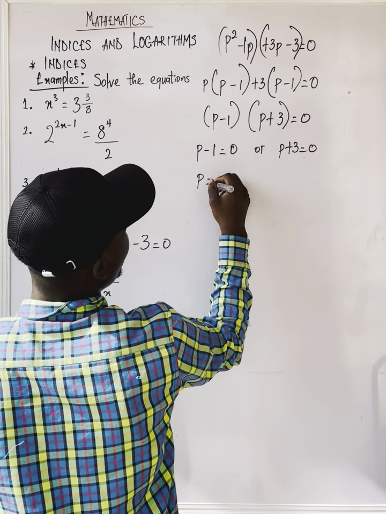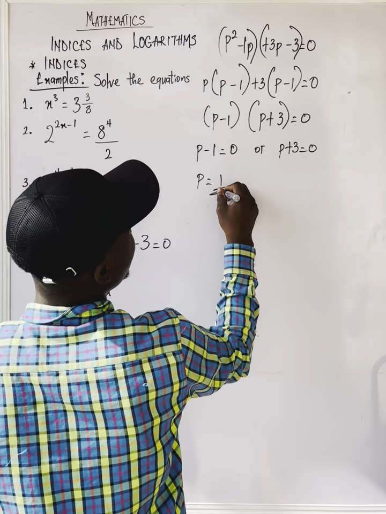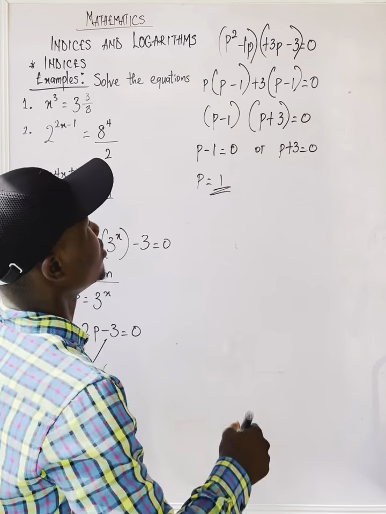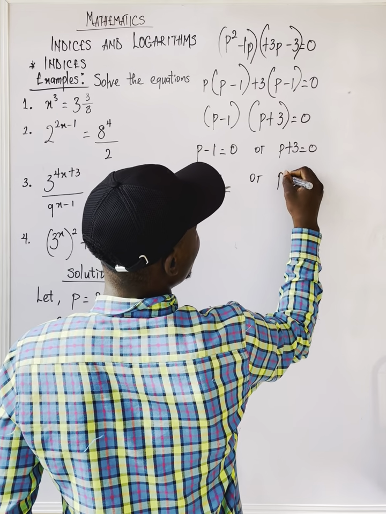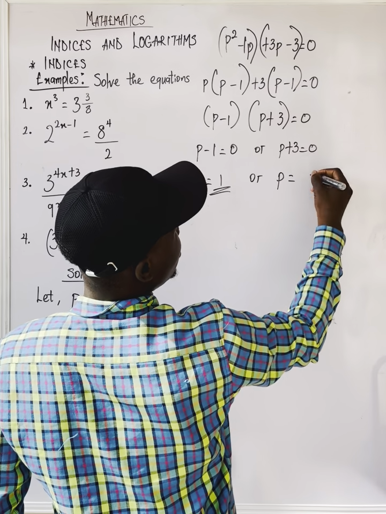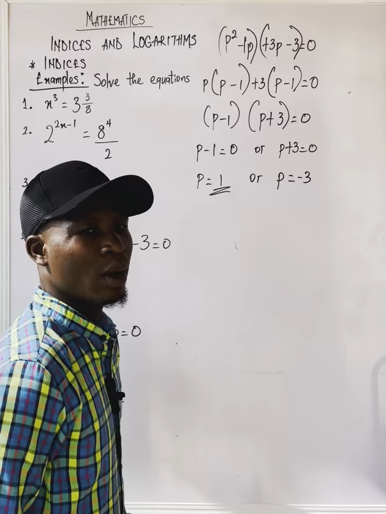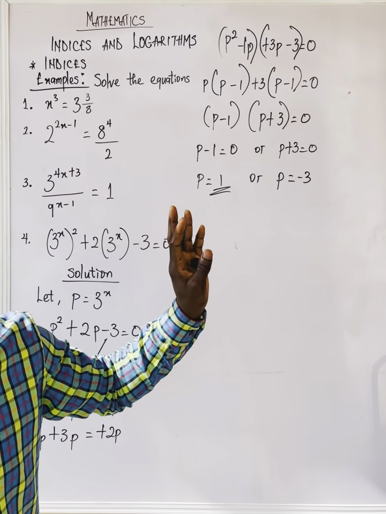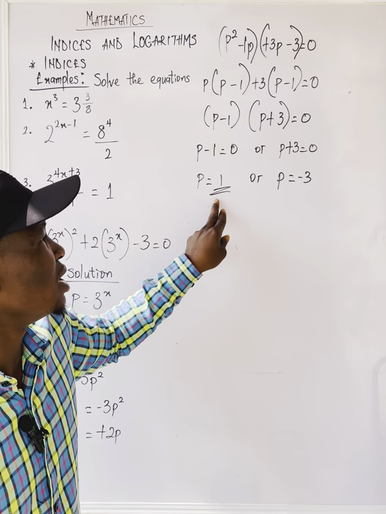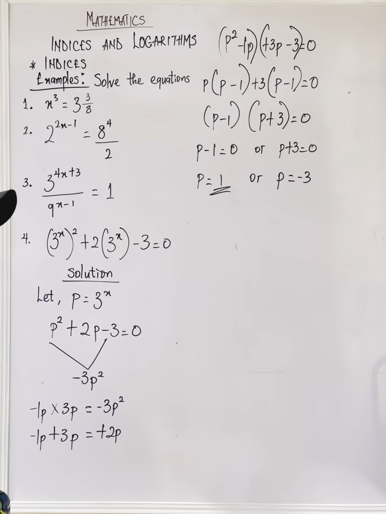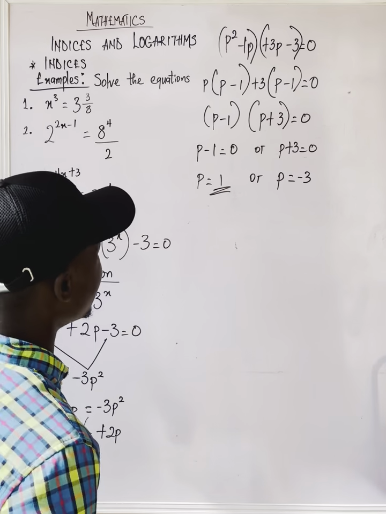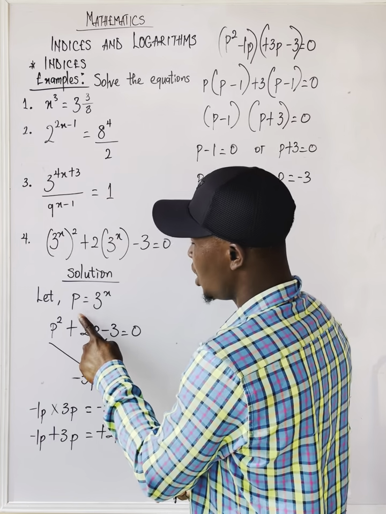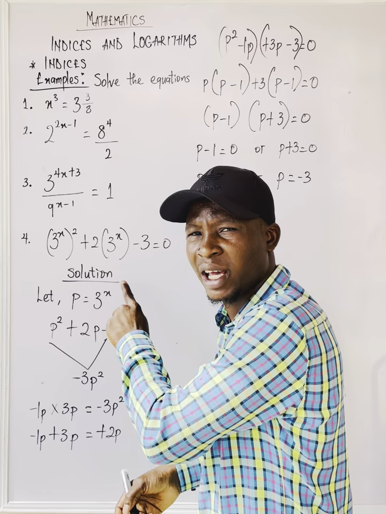So p will be equals to, when minus 1 cross, what will it become? Plus 1. Or p is equals to, when plus 3 cross, what will it become? Minus 3. So we're only considering the positive integer, which is only this. We'll neglect the negative integer. Now, but we are not done yet. Don't forget, we said let p be equals to what? 3 raised to the power of x, right?